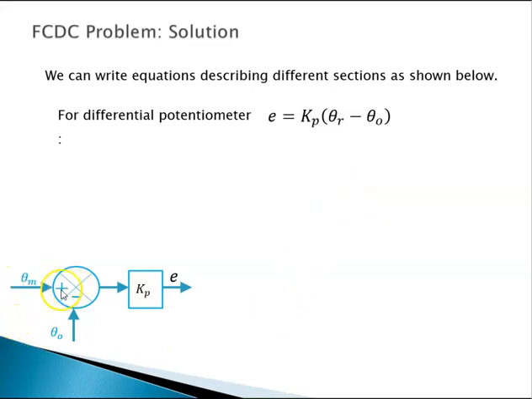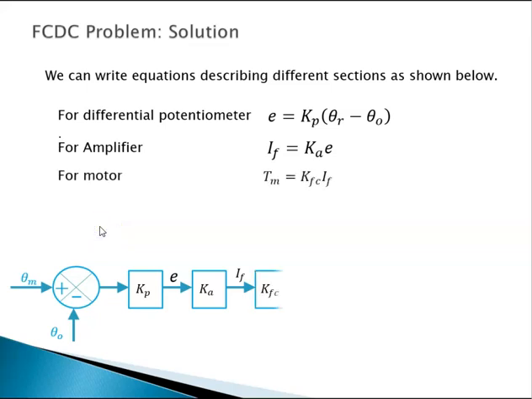You see theta M with a positive sign, theta O with a negative sign, multiplied by Kp gives E. We draw the next section, that is the amplifier. For the amplifier, the current is the amplifier constant multiplied by E. So this EF is obtained. Then we write the equation for the next section, that is the motor. Torque developed by the motor is the motor constant multiplied by the current. So we have drawn this.